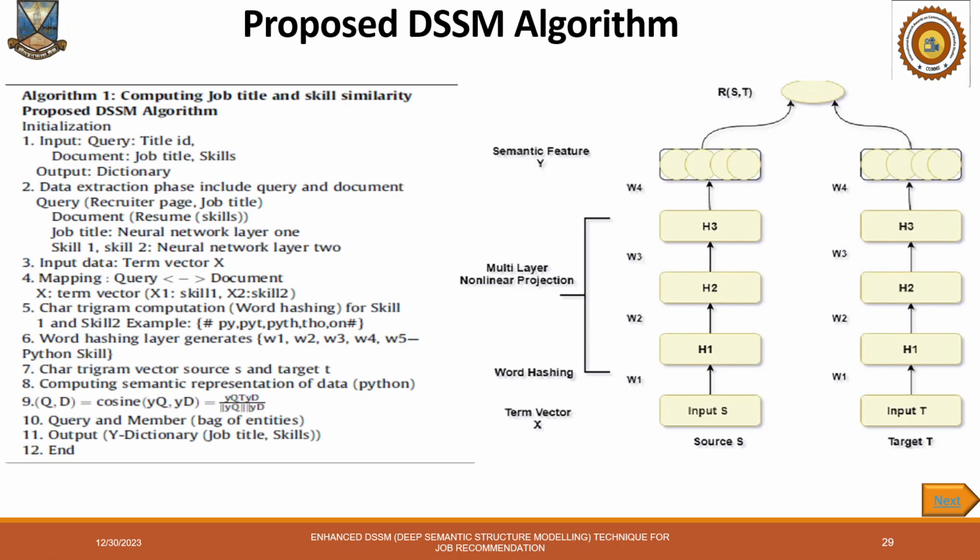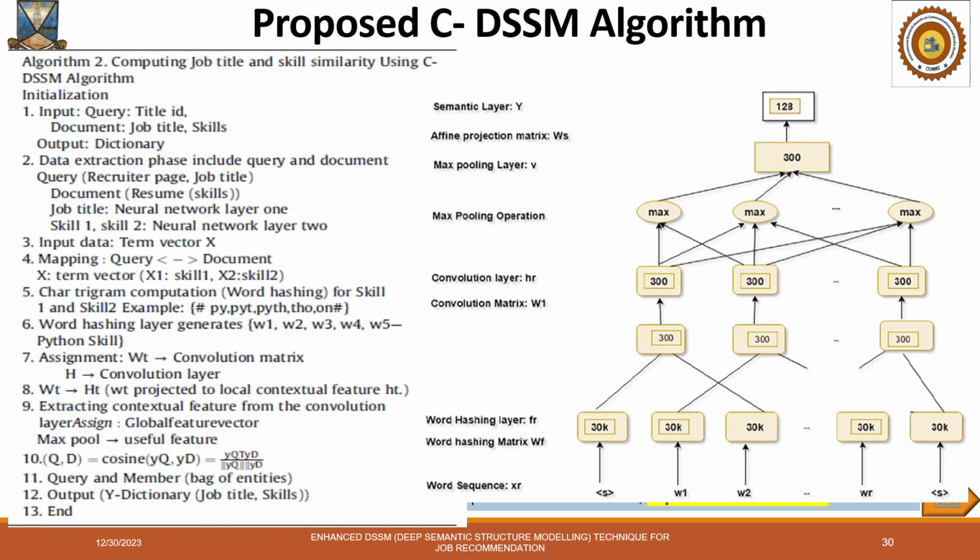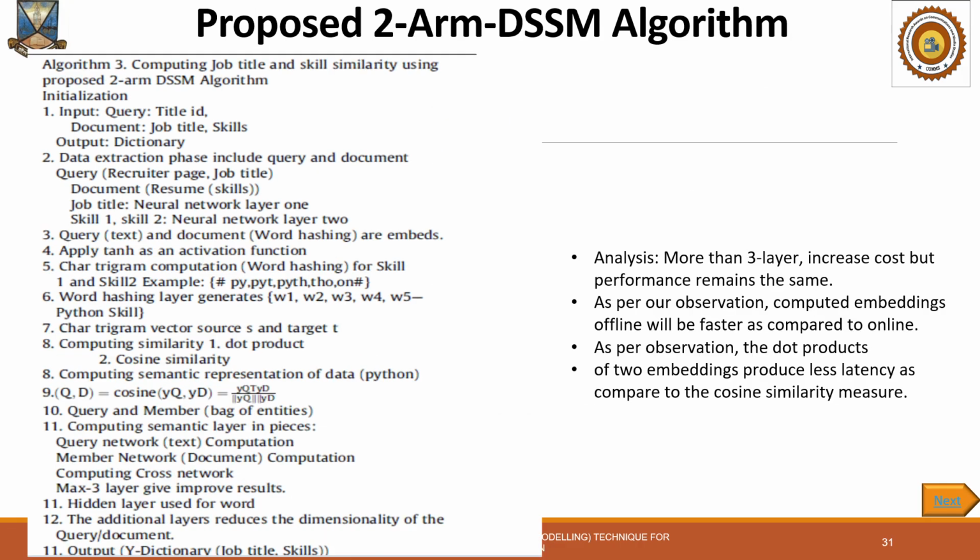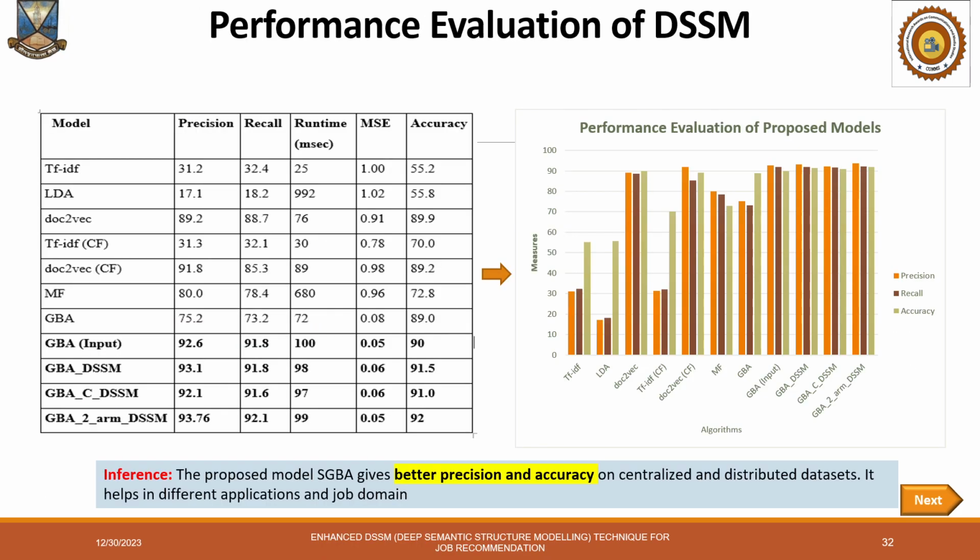So these are my graphs of the existing and proposed DSSM algorithm with job title and skill similarity. The second variation of the proposed algorithm is CDSSM, which uses convolution. If you have a maximum of skills and titles, that time CDSSM will be applicable. And 2-arm DSSM will be helpful in different layers if our data is distributed in different places, so that time this will be a better solution.